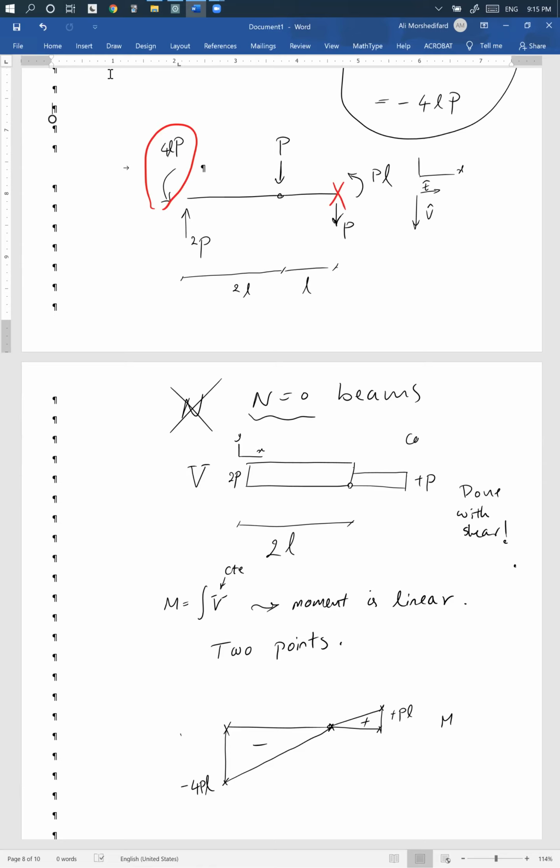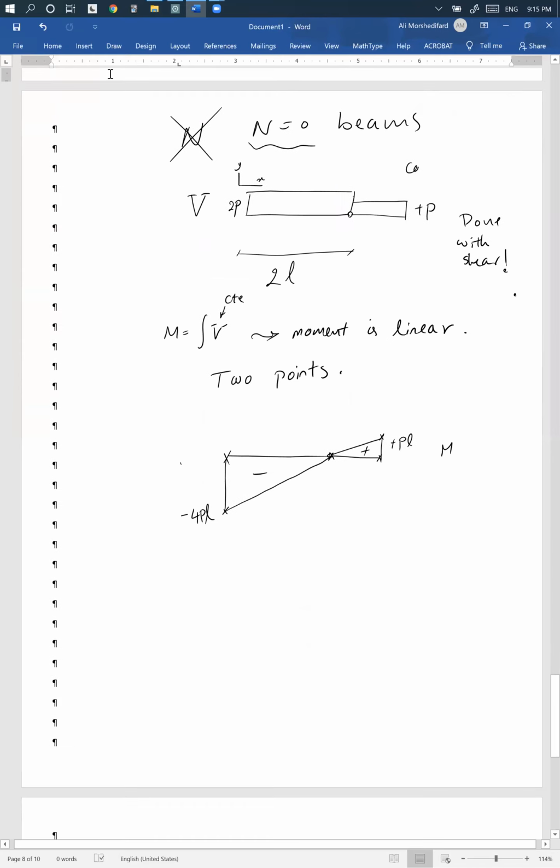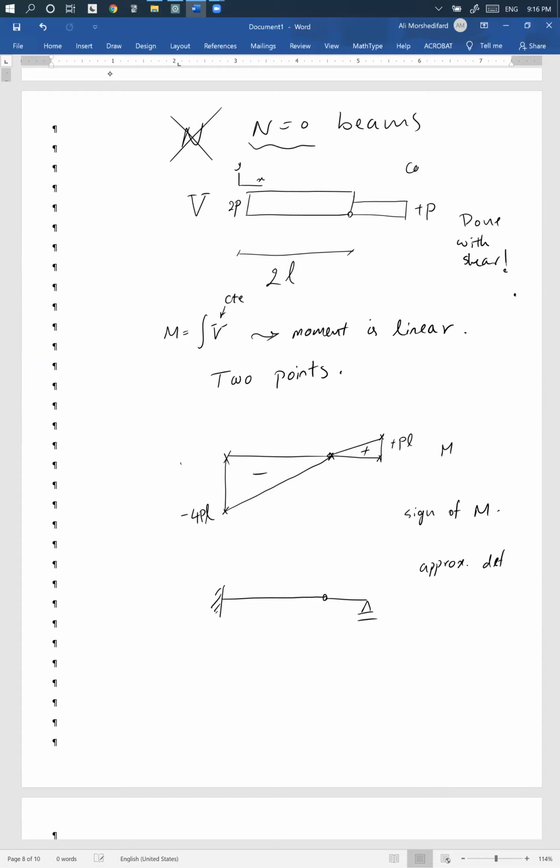Now, how about the approximate deformed shape? We said the sign of M, that's all we need, right? So you plot the original shape of the structure. Okay, I want to plot the approximate deformed shape.